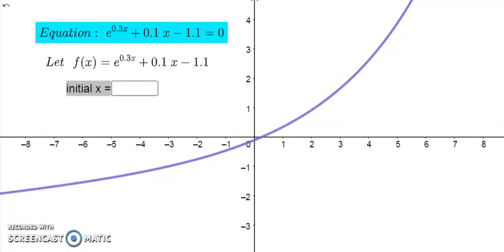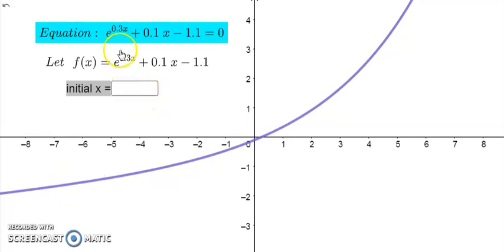Hi everyone, in this video we are going to make use of GeoGebra to see how Newton-Raphson works to find a good approximation for the solution of an equation. And here, we are referring to equations whose solutions are very tedious and seem to be impossible to solve manually.